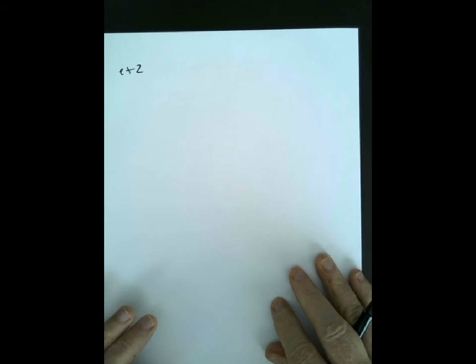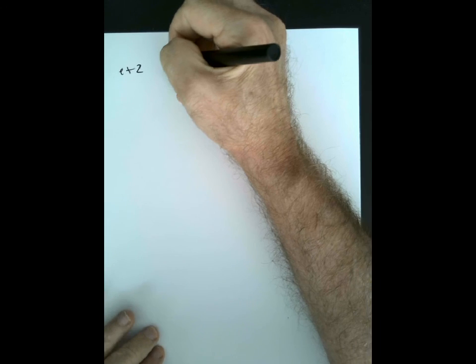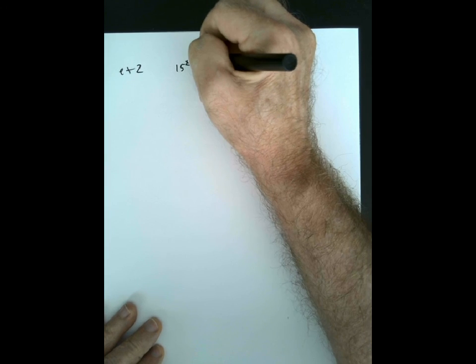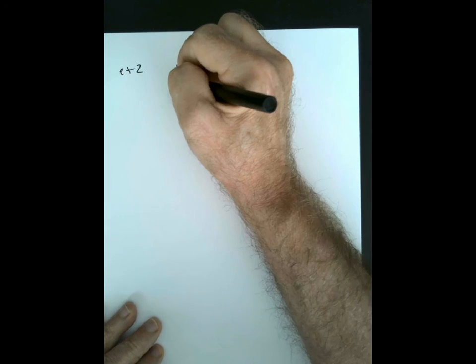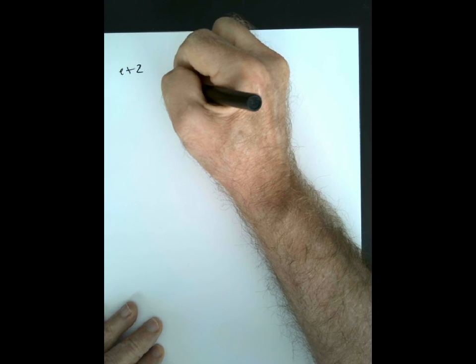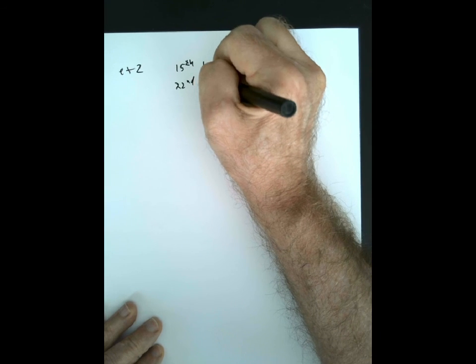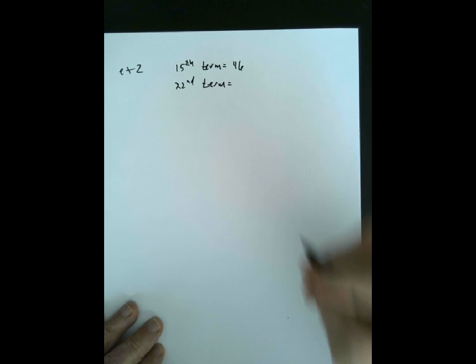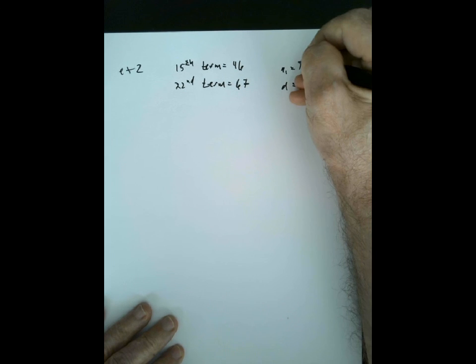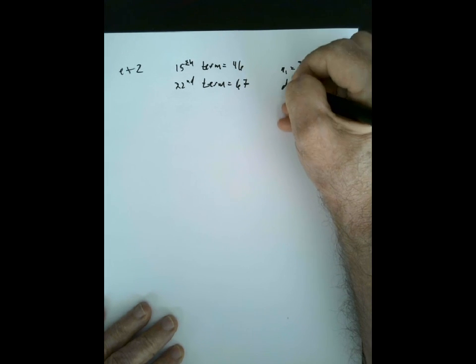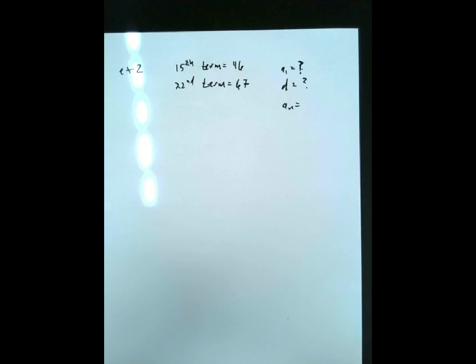Okay, so this is going to be example 2. I happen to know that in a given arithmetic sequence, the 15th term is equal to 46, and the 22nd term is equal to 67. So again, we want to know what's a sub 1, what's the common difference, and then what would a general formula be for a sub n?